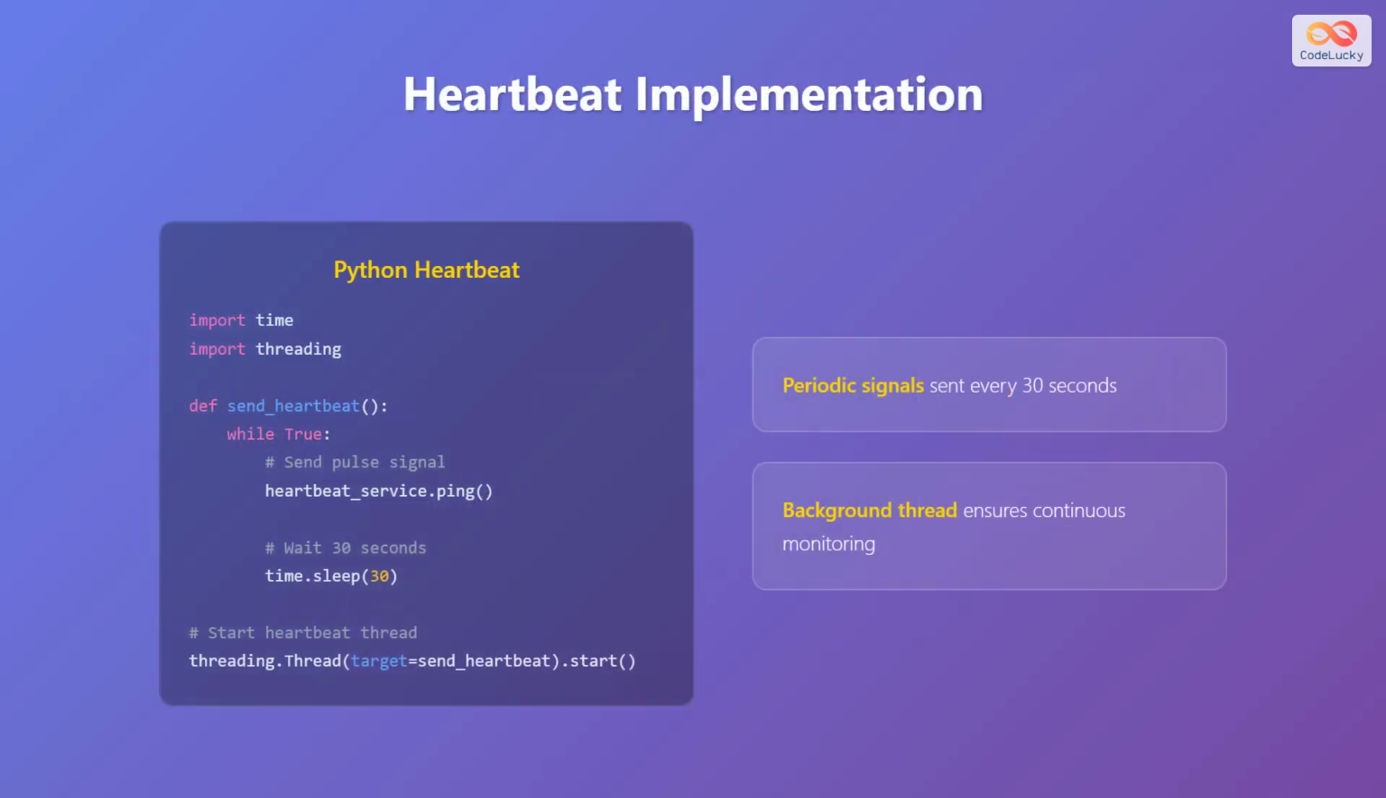This slide provides an example of how to implement a heartbeat using Python. The code sets up a background thread that sends a pulse signal every 30 seconds, ensuring continuous monitoring. This approach helps maintain awareness of the system's operational status.